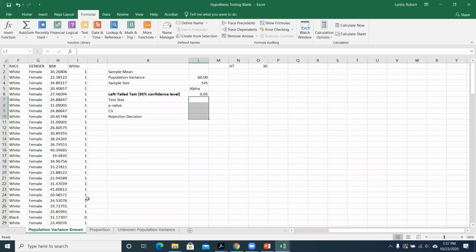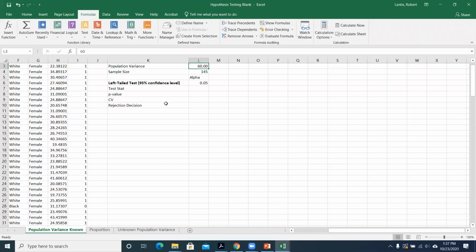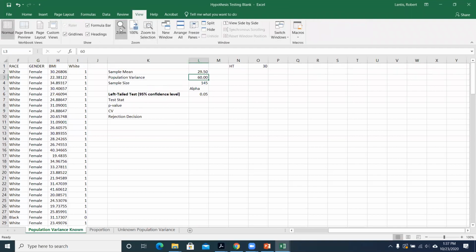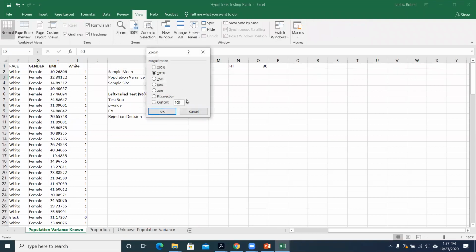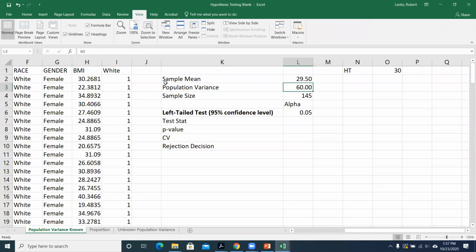So let's move on to an example where we have a population variance. Somehow we know the population variance, right? Somehow it's given to us. So I have this sample. I'm going to calculate my sample mean for BMI here, so I'm just going to select that. I'm also going to make sure that you guys can see things.